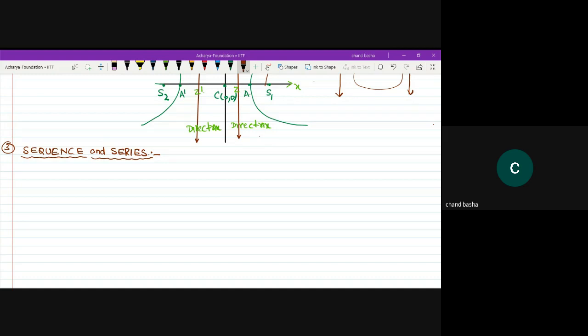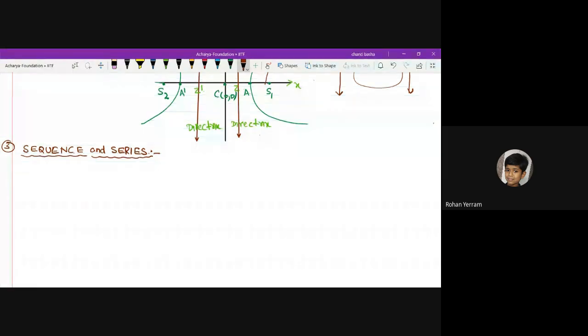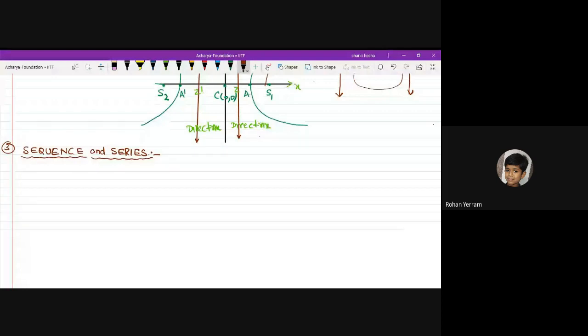Anyone want to discuss related to this concept? Sir, there are two types of progressions. No, I'm asking the definition of sequence. Sir, sequence is a group of either alphabets, numbers, or even both mixed, like alphanumeric.